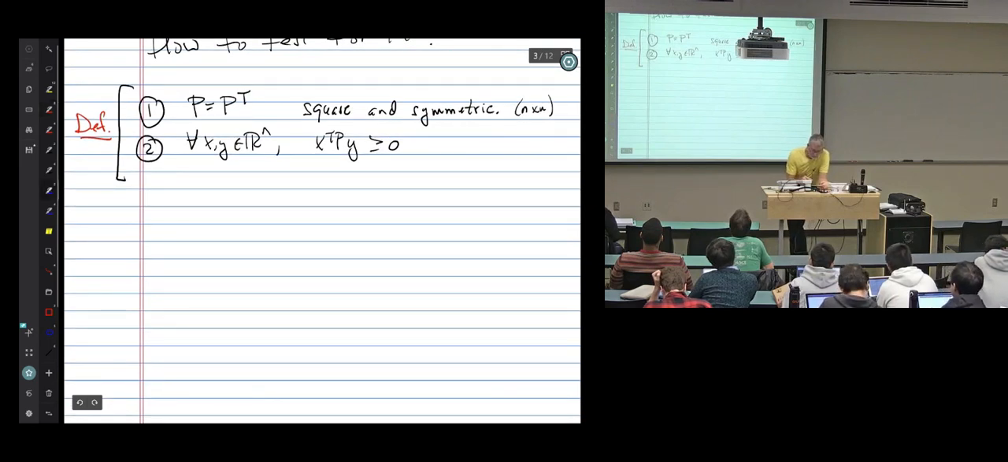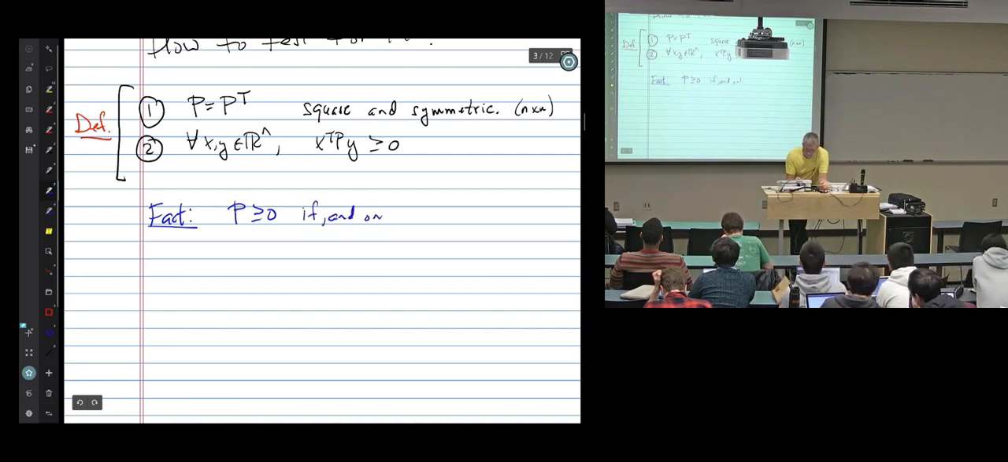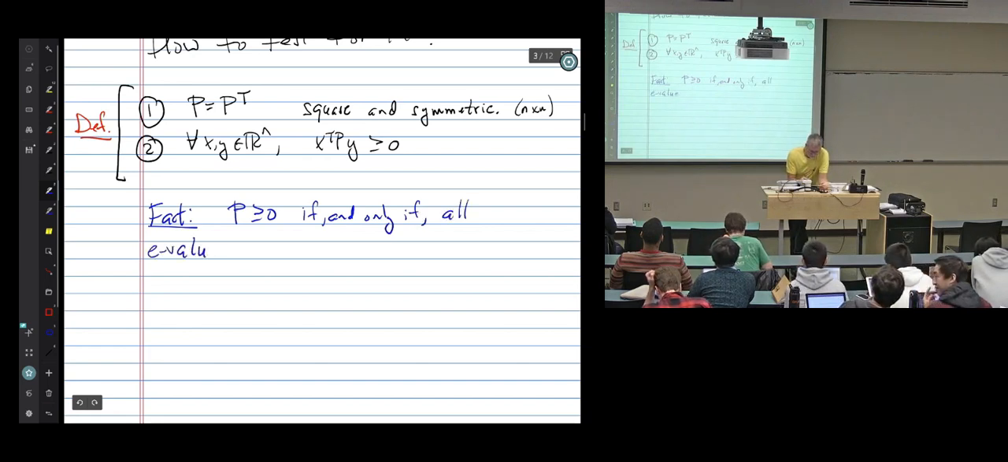Now, how to test? P is positive semi-definite if and only if all eigenvalues are non-negative.